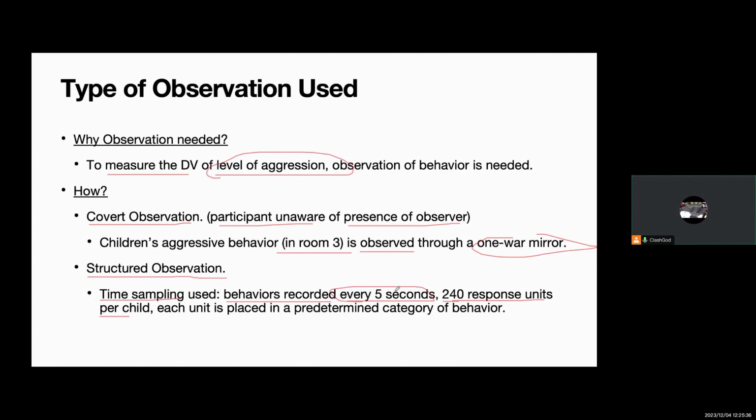So what is recorded every 5 seconds? For every 5 seconds, we place the behavior into a predetermined category. I'll go into detail about this later on. But this is what time sampling is, and this is what a structured observation is. Every regular interval, for 240 response units, place each unit of observed behavior into a predetermined category of behavior, for example aggression, non-aggression, imitative aggression, and so on. That's the type of observation used, covert and structured. And you should also be able to explain why.